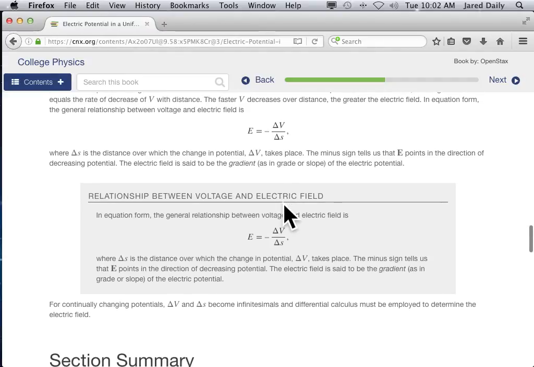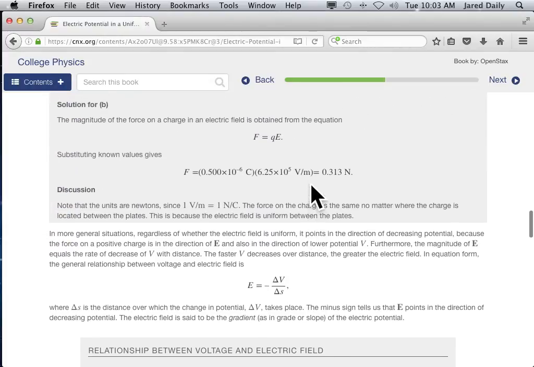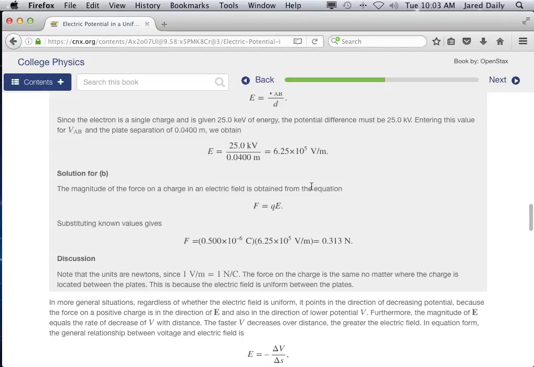I'm still a bit confused why we didn't convert the kilovolts to volts. Why do we need to convert the kilovolts to volts? Yeah, we did, but they didn't show it. And that's something this book will do after a while. It'll stop doing every single step. What they did is they took the 25 kilovolts and called it 25 times 10 to the 3 volts. Then they divided by 0.04, and they ended up with the 10 to the 5th. So they did do it, they just didn't do it explicitly.